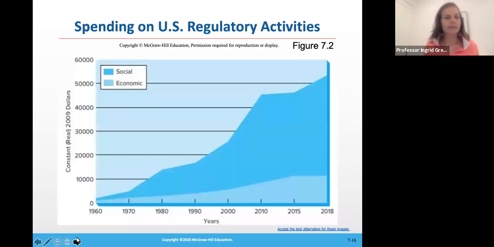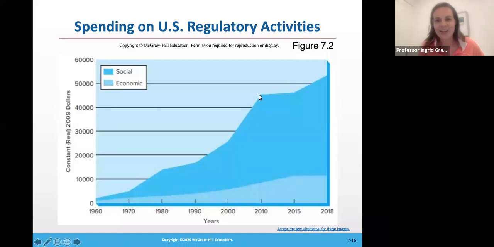So this graph is interesting because it talks about the spending on US regulatory activities, both social and economic. As we spoke about, those are the main two. Social, again, being environmental health issues, occupational safety, and consumer protection. And as the book was saying here, in the year 2000, we saw a really nice, right? We saw regulations can be nice, but they can also be not that nice, as we've been discussing now.